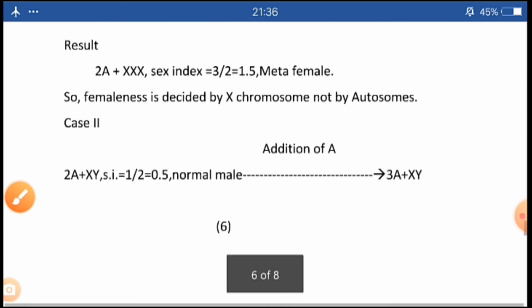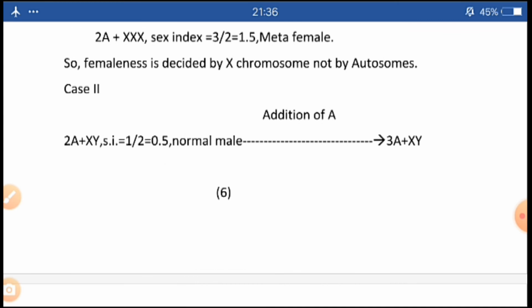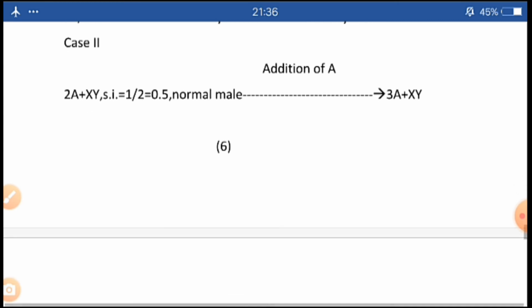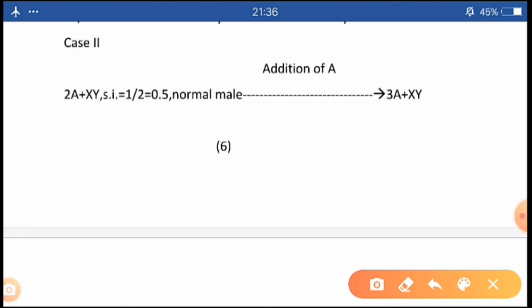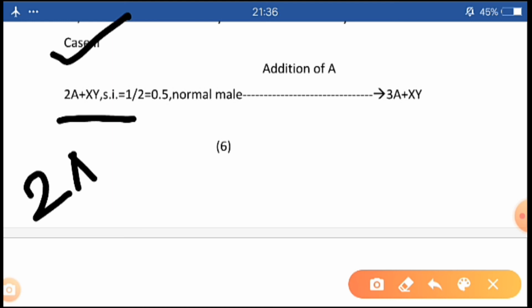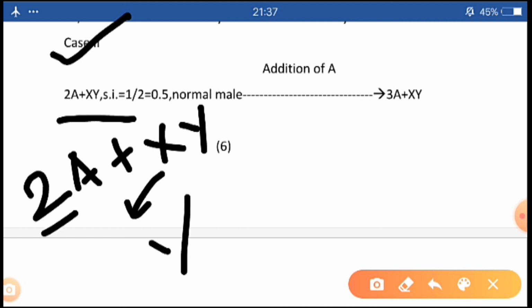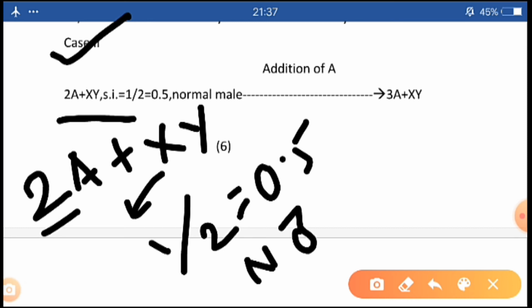Have a look on the second case. Consider this case. Here the genotype is 2A plus XY. So what will be the index? Index will be, for X it will be 1 divided by this 2 equal to 0.5. That is normal male.